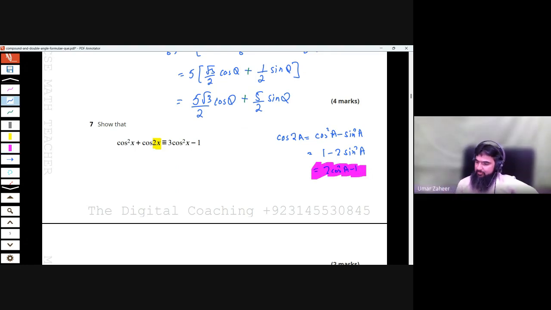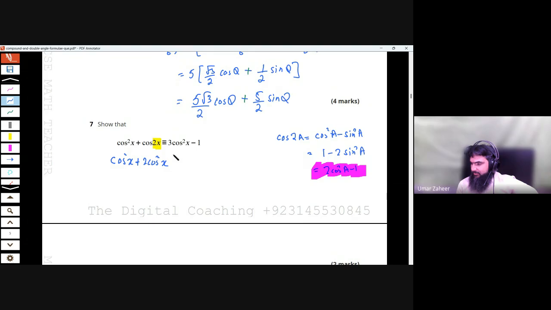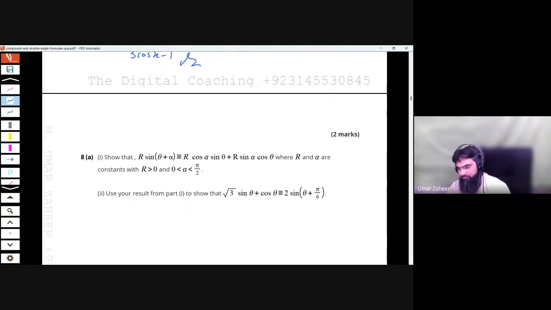Okay, substitute it. So cos square of x plus 2 cos square of x minus 1, left hand side, will become 3 cos square of x minus 1. We will get the left side equal to right side. Clear? Clear, sir.